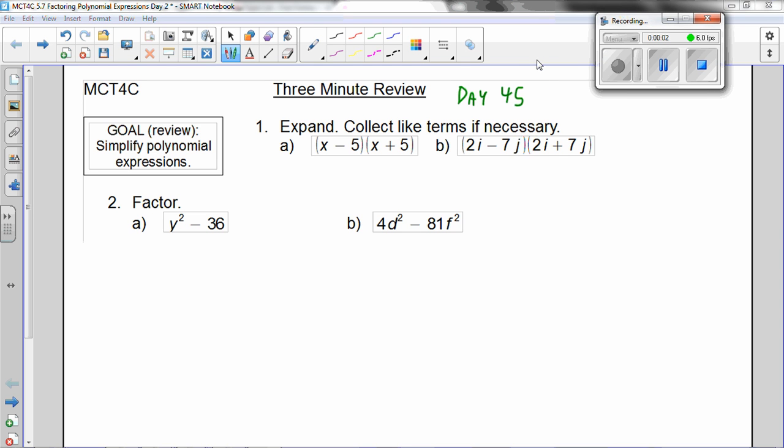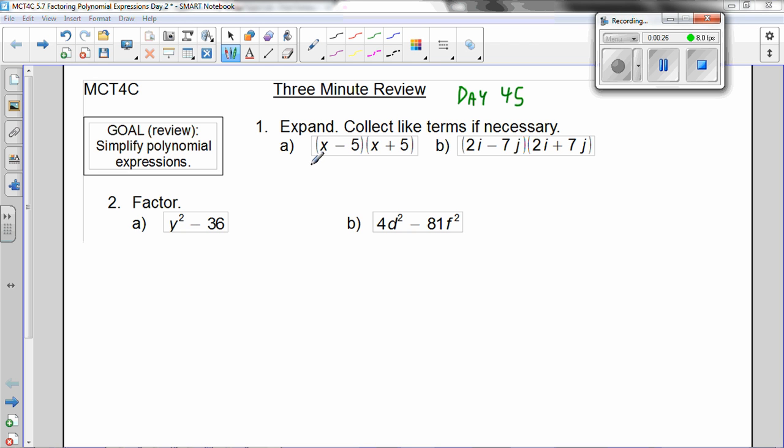Welcome, MCTers. Day 45. This is our second day on factoring, and we're going to see some strange patterns today. Hopefully, it'll all go well. Some stuff is review, like the 3-minute review, and then some stuff will be brand new techniques, and those will be fun. So let's get into it.